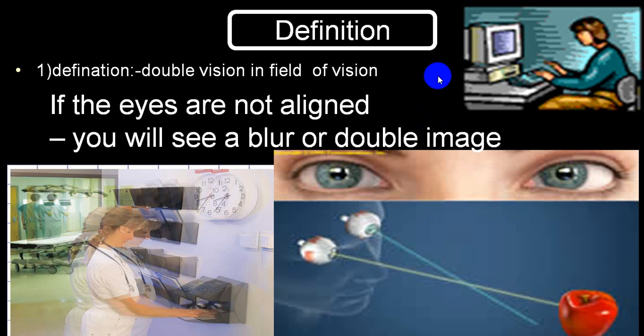So by definition, double vision in the field of vision. So if two eyes are not having a parallel axis, so one eye will give a blurred image and one eye will give a sharp image. The eye with a misalignment will give a blurred image, and that will give rise to diplopia.